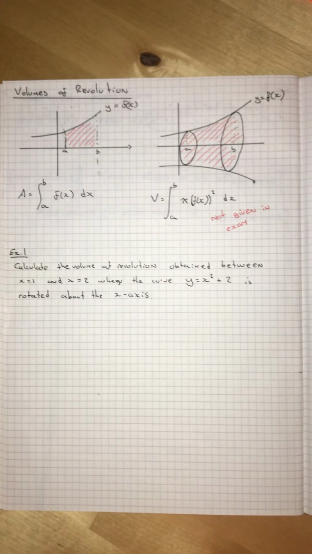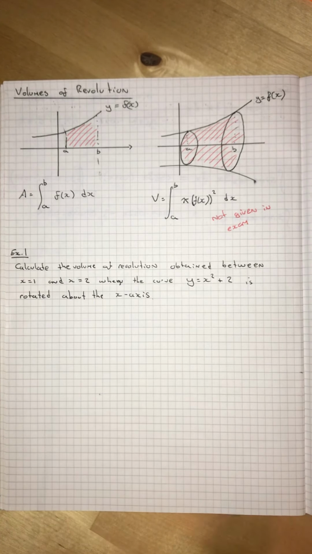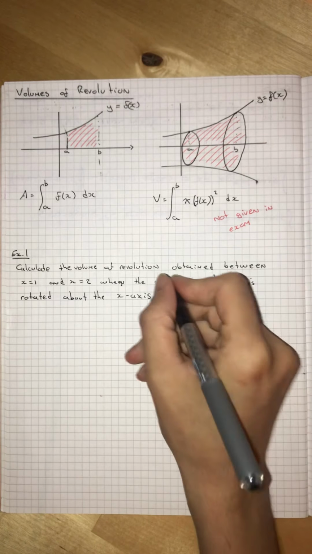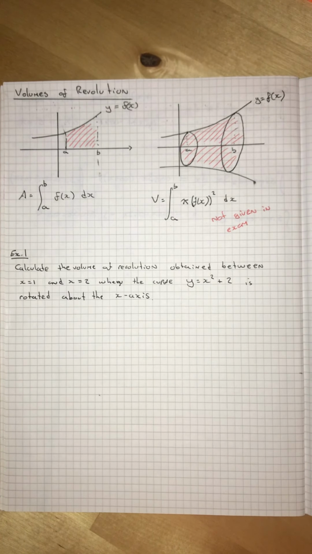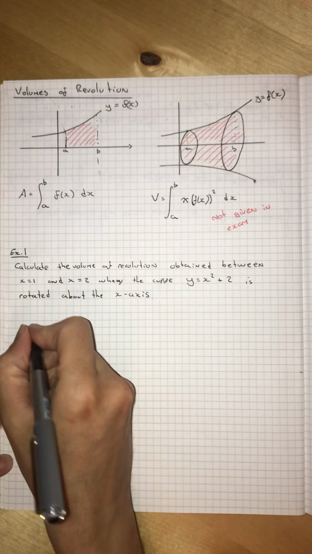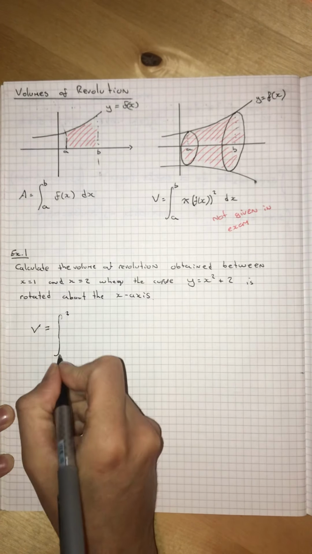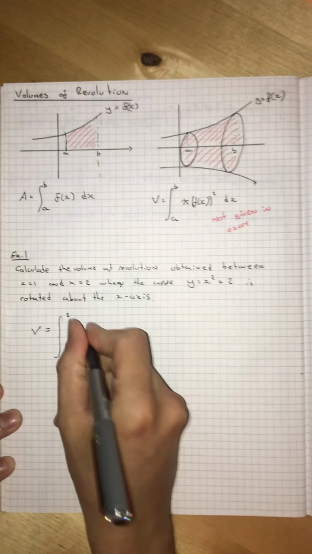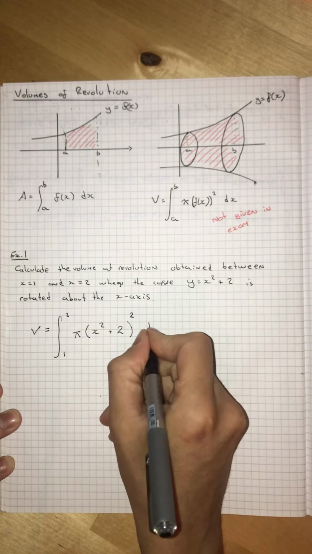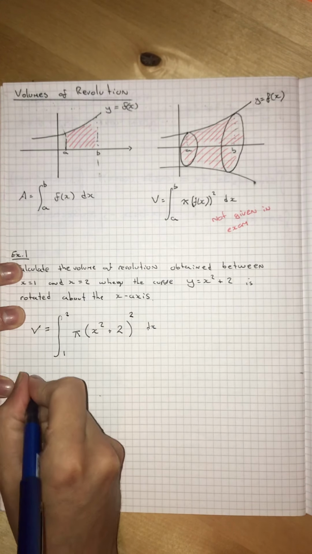Okay? So, calculate the volume of revolution obtained between x equals 1 and x equals 2 when the curve y equals x squared plus 2 is rotated about the x-axis. So firstly, rotating around the x-axis, we're already explicitly in x, so that's straightforward enough. So we're going volume equals the integral from 2 to 1 of pi times x squared plus 2 all squared dx. Okay? So let's take out the common factor of pi just to make it slightly easier.